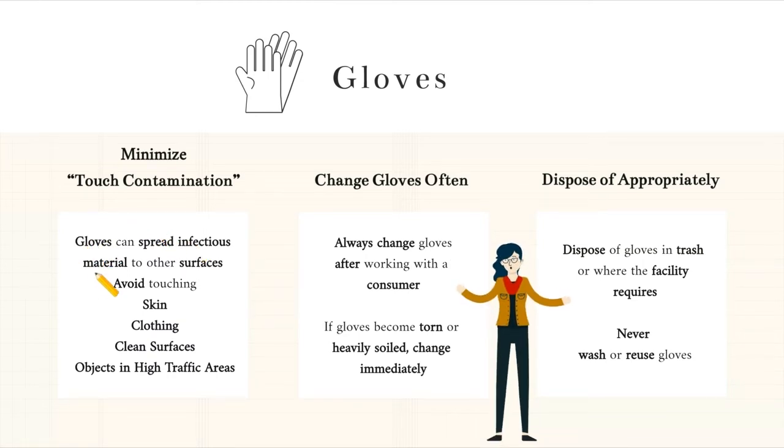So when you're wearing gloves, you want to avoid touching your skin, clothing, clean surfaces, and objects in high traffic areas. This may be things like doorknobs, light switches, or anything in an area where a lot of people may come in contact with it.